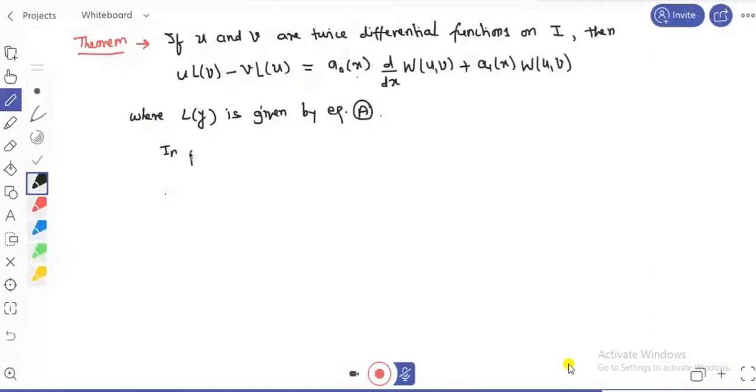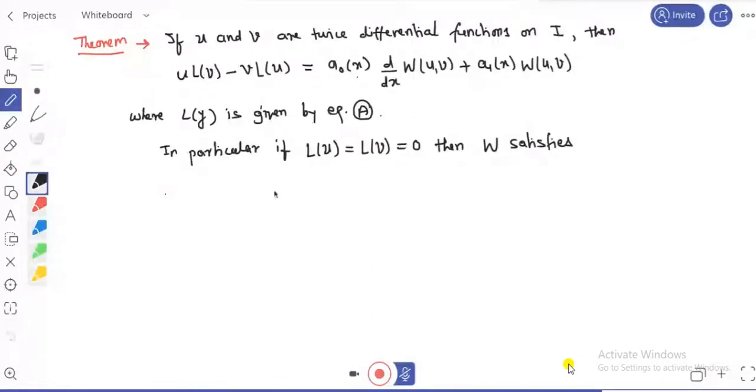In particular, if your Lu and Lv equal 0, okay, in this particular case, if this is 0, then this Wronskian satisfies a naught x d over dx of Wronskian of uv plus a1x Wronskian of uv.